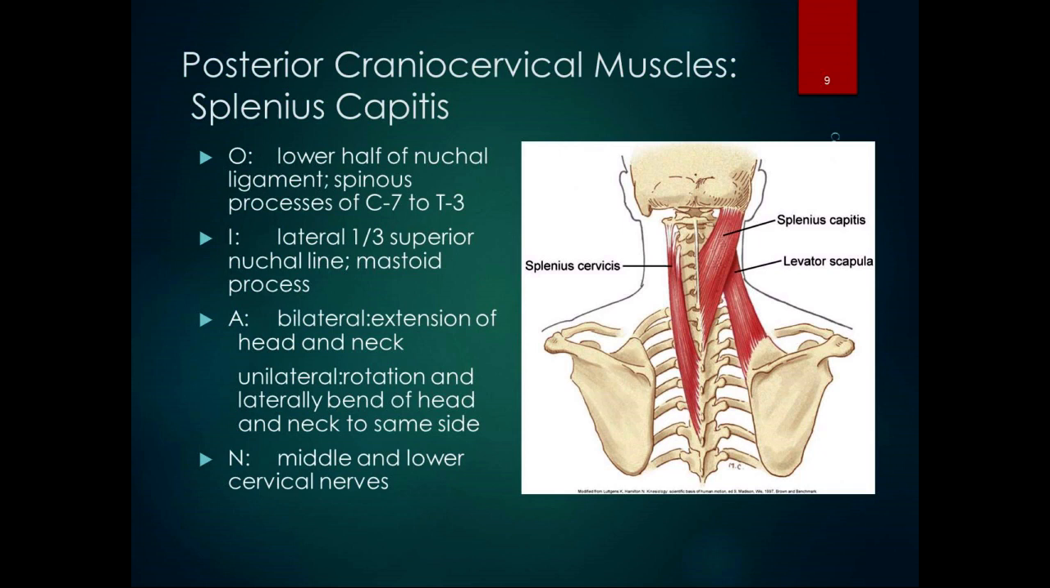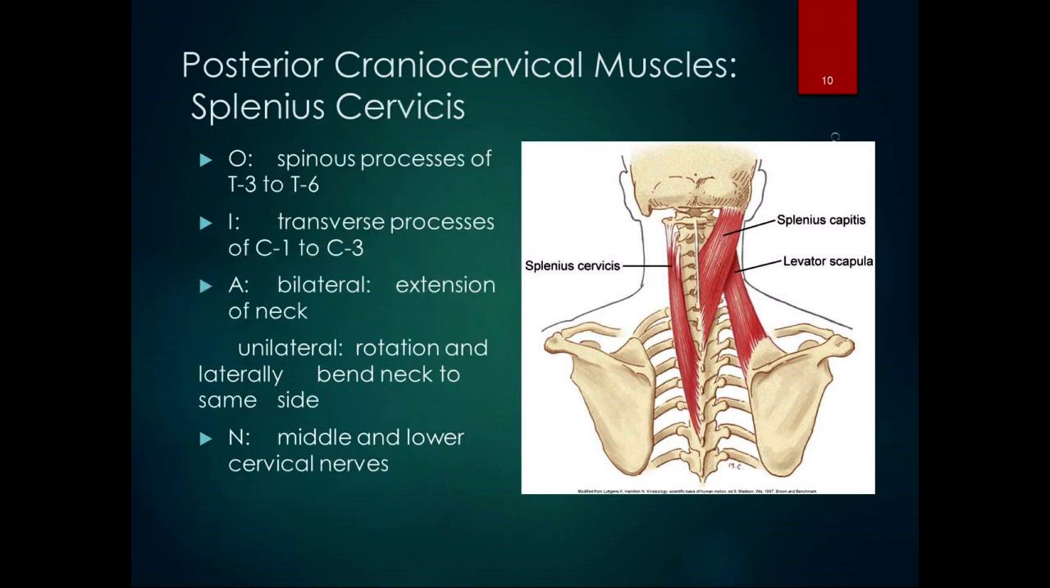If you're not sure about how that works, either get out a rubber band or a TheraBand or get your fingers on your splenius capitis and try those motions and see if you can figure that out. Cervical nerves, again, no surprise on there. Okay, the splenius cervicis has a similar line of pull. It's a little bit more inferior and it does not attach to the head.